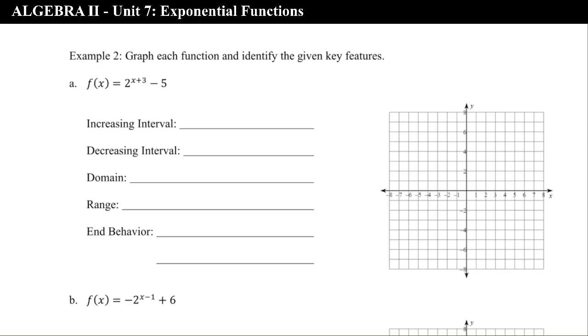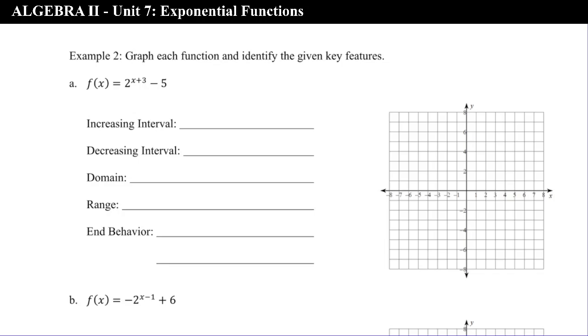All right, now let's take a look at example 2, where we are going to graph the function, and then we're going to identify the key features. So first of all, let's graph this thing. Well, to graph this, we need to know what our translations are. So for this one, we are translated to the left 3 and down 5.